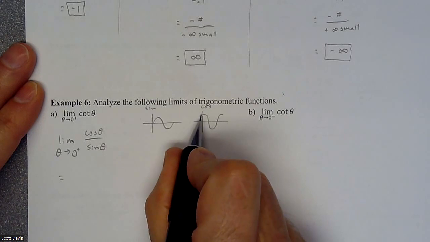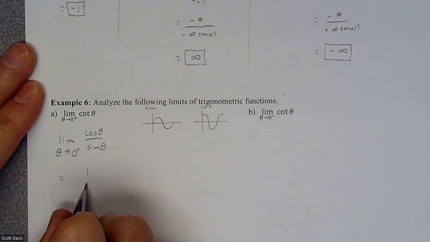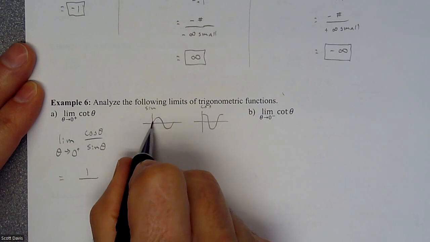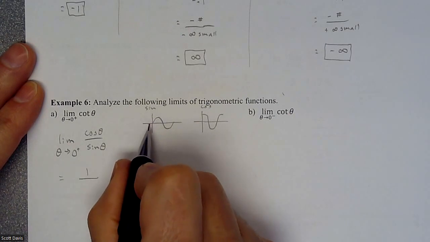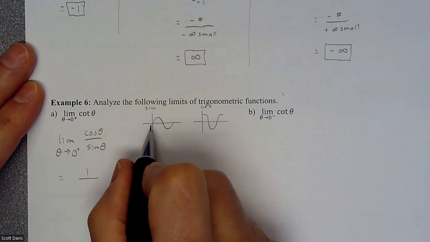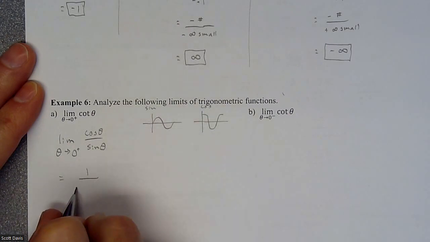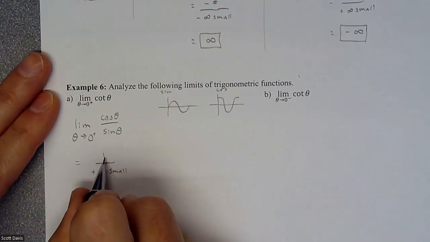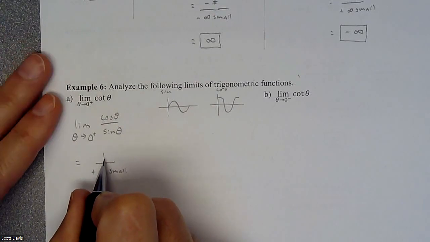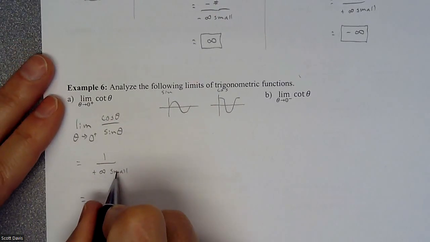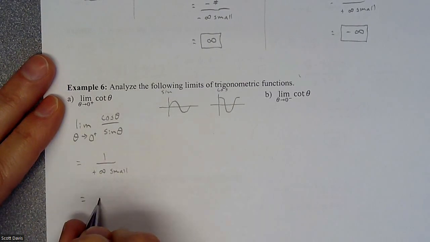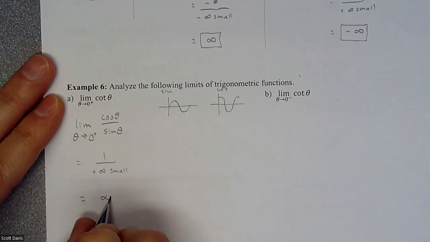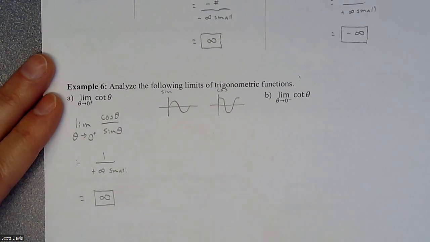If we're approaching 0 from the right, cosine is approaching 1, so we're getting infinitely close to 1. And on sine, we're approaching 0, getting infinitely small from the positive side. So we have a positive infinitely small. It doesn't matter that the numerator is 1, just a value divided by something that's getting infinitely small is going to make the whole thing infinitely large. And we have a positive over positive. So from the right side, we would have a positive infinity.